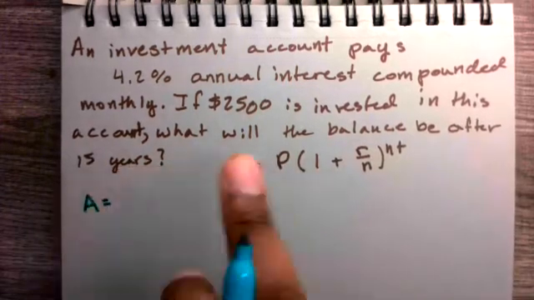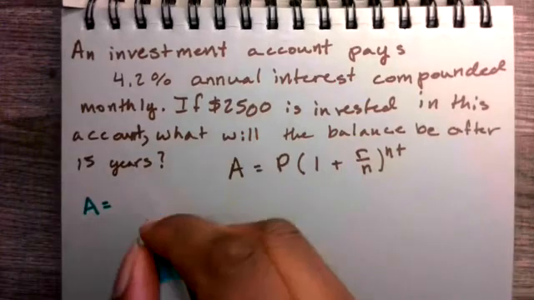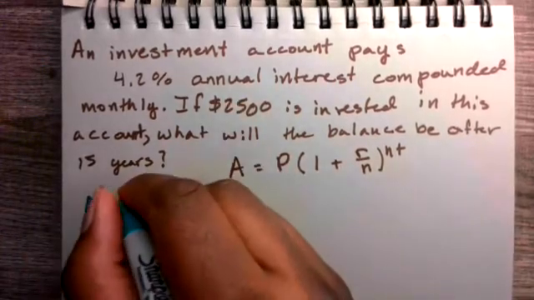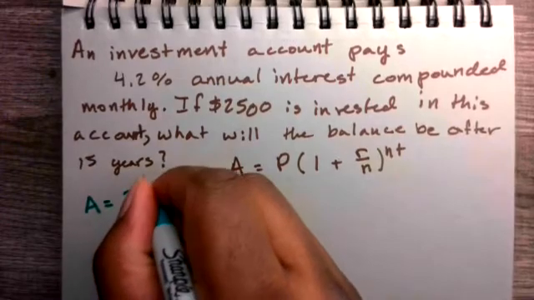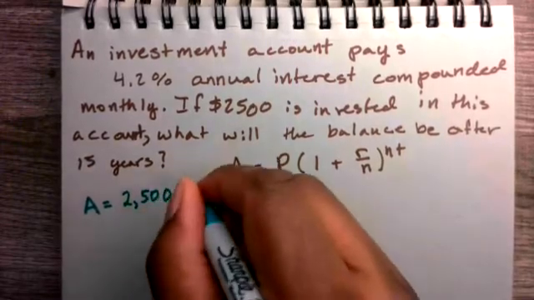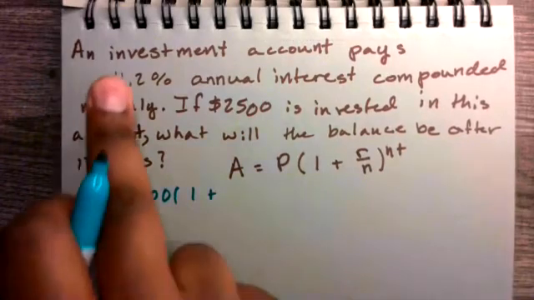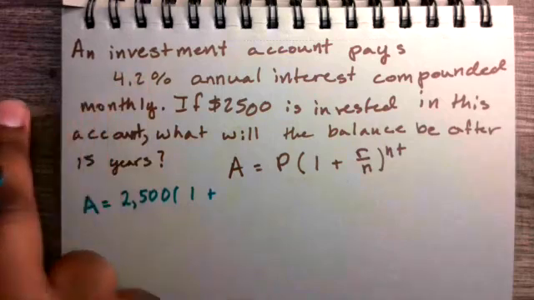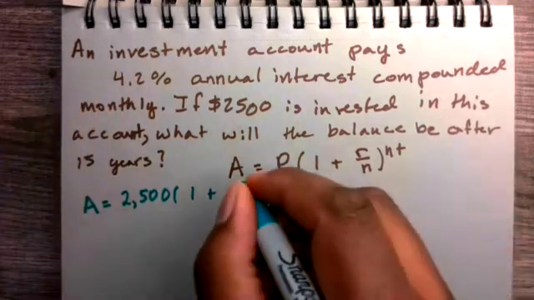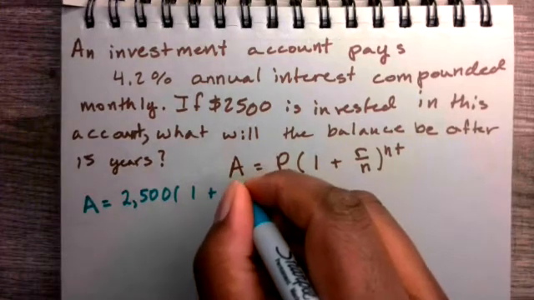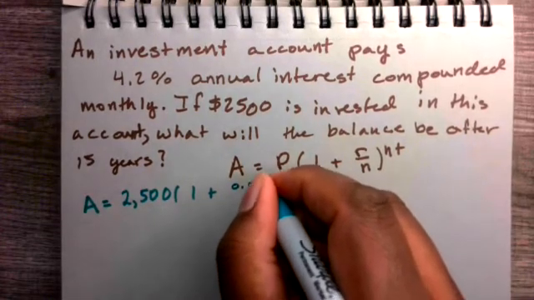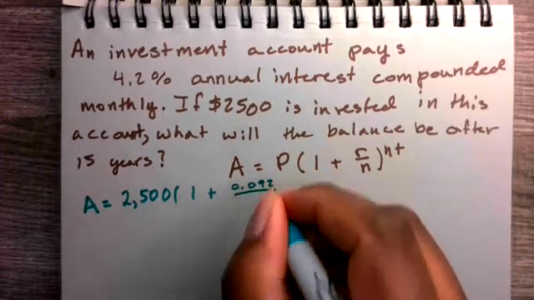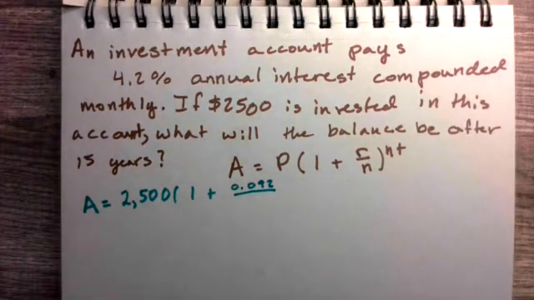All right, well, what's our principal? $2,500. So P in this case is $2,500. And 1 plus, what's the rate? Well, the rate is 4.2%. Now remember, you need to move the decimal place over 2 spaces to the left, right? So R is really, in this case, 0.042, okay?